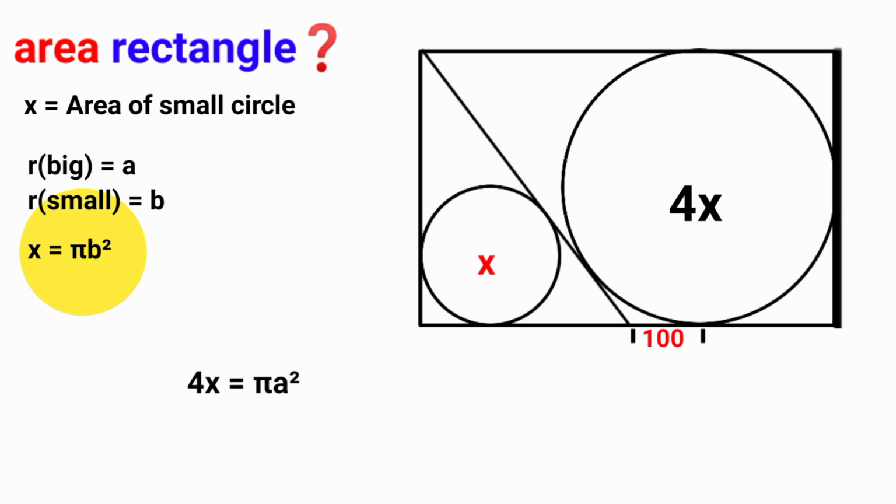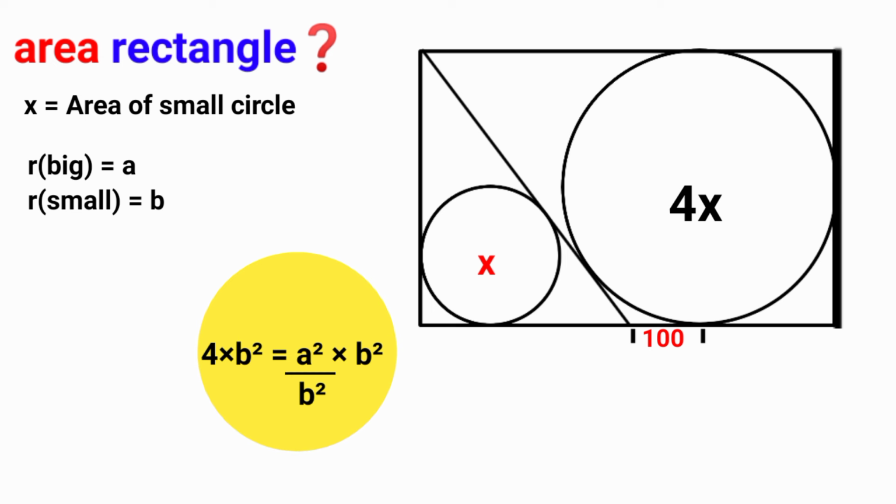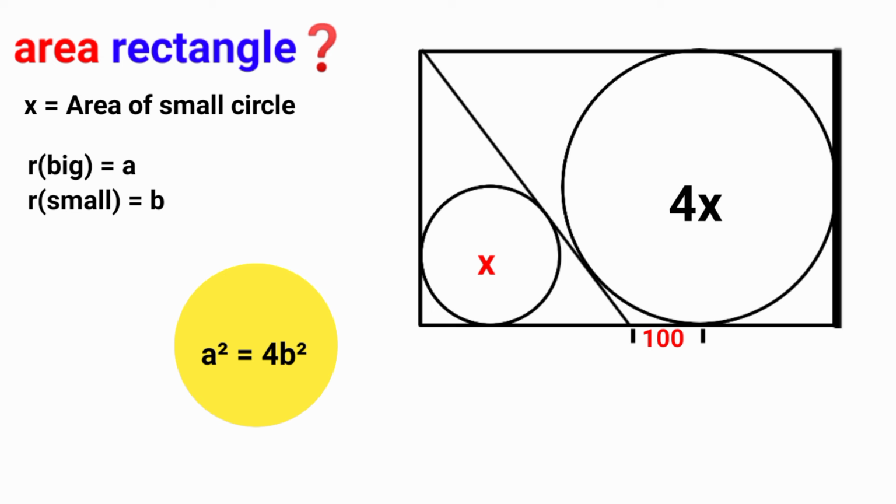Substitute here, so 4x equal to pi a squared. And divide this equation by this. So 4x over x equal to pi a squared over pi b squared. Here x cancels x, while here pi cancels pi. So 4 equal to a squared over b squared. Multiply both sides by b squared. Here b squared cancels b squared, while here 4 times b squared is 4b squared. So 4b squared equal to a squared. That is a squared equal to 4b squared.